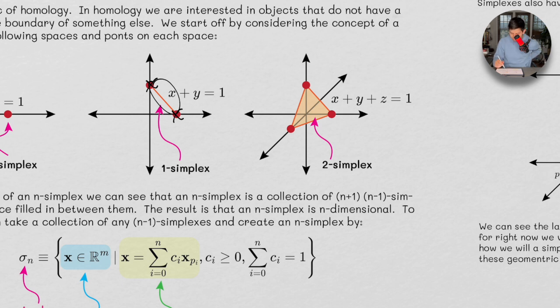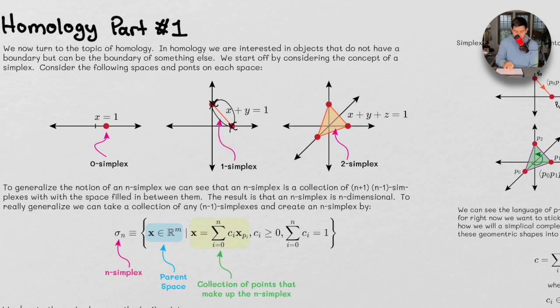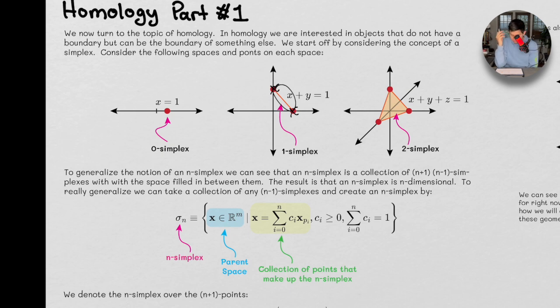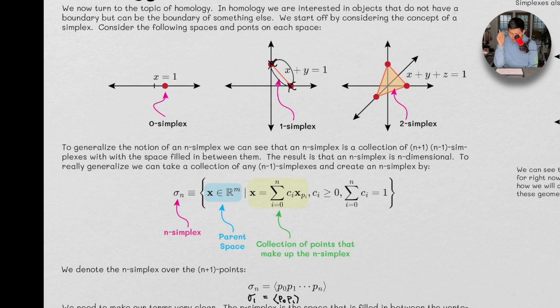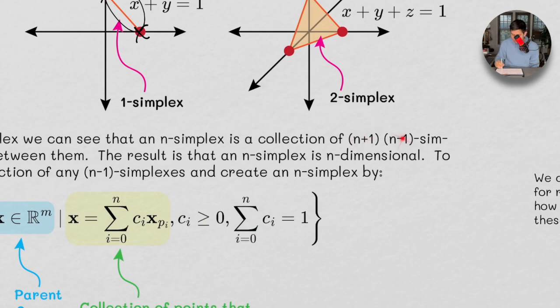Okay. So that's what you get when you have all your independent variables add up to 1. You have this area. So we can think of a 1 simplex as being the boundary of a 2 simplex. We can think of a 0 simplex as being the boundary of a 1 simplex, and that's really how we want to think of this. And specifically, we could say, well, an n simplex is a collection of n plus 1, n minus 1 simplexes.